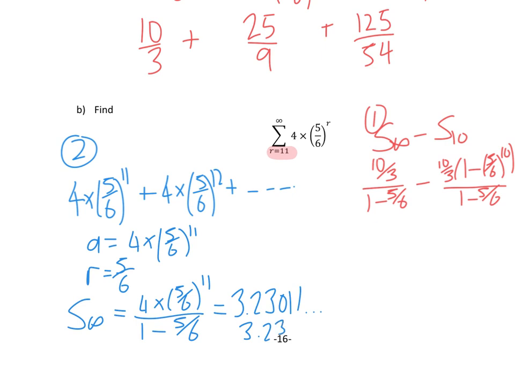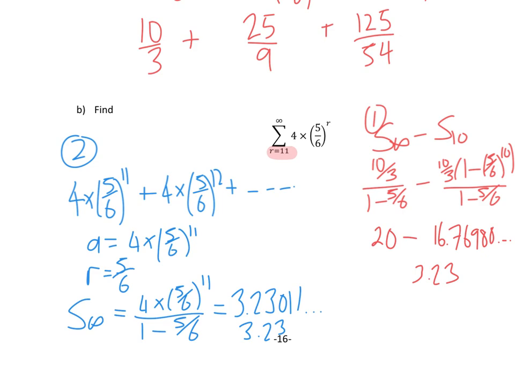Okay, if I do the other method, so this one, a would be the first term, so a would be 10 over 3 this time, so that's why I used 10 over 3. Let's see what we would get. 10 over 3 divided by 6. So the first term would be 20. Take away 10 over 3 times 1 minus 5 over 6 to the power 10 divided by 1 over 6. So that gives me 16.76988. And if I take them away, I get the same answer, 3.23.